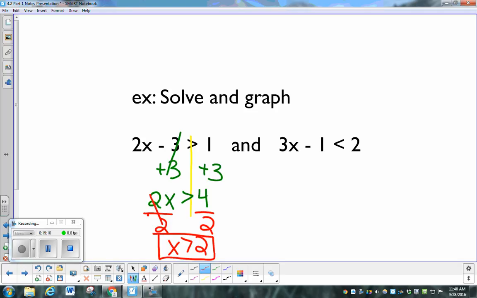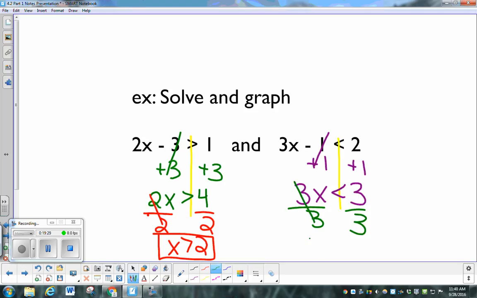Let's find out what else has to be true about x. So my other one, I'm going to draw a line through my inequality symbol. I'm going to add 1 to each side. So 3x is less than 3. And then we divide by 3. So I'm saying x is less than 1. So here's what this problem is saying. X has to be greater than 2, and x has to be less than 1.